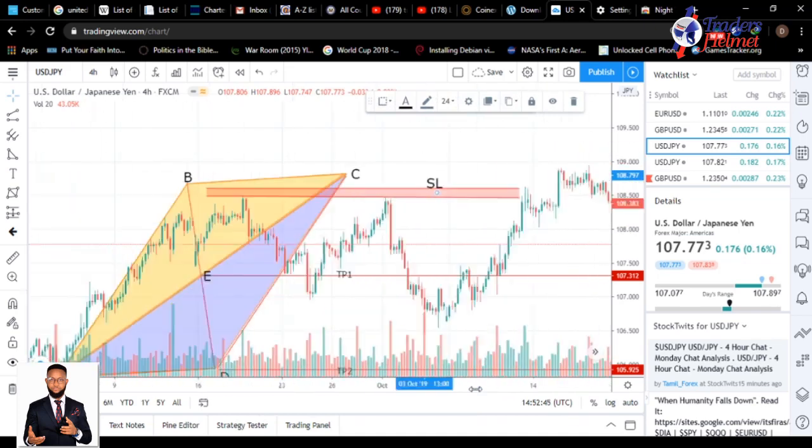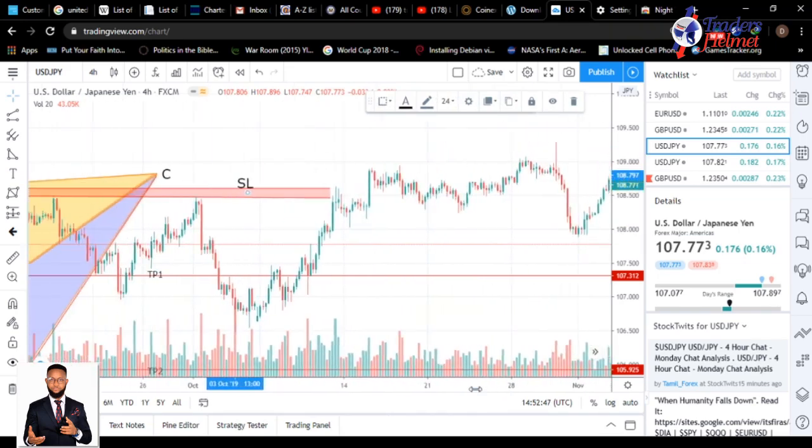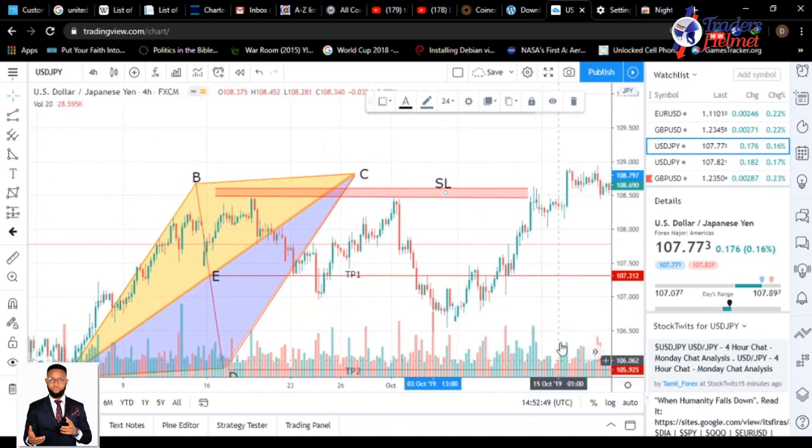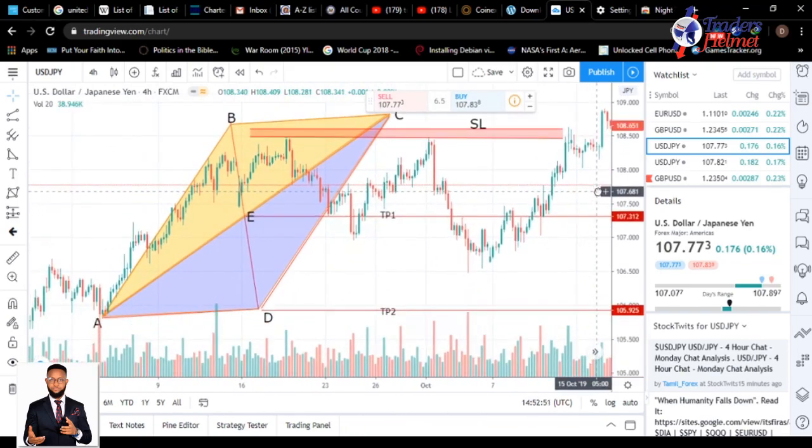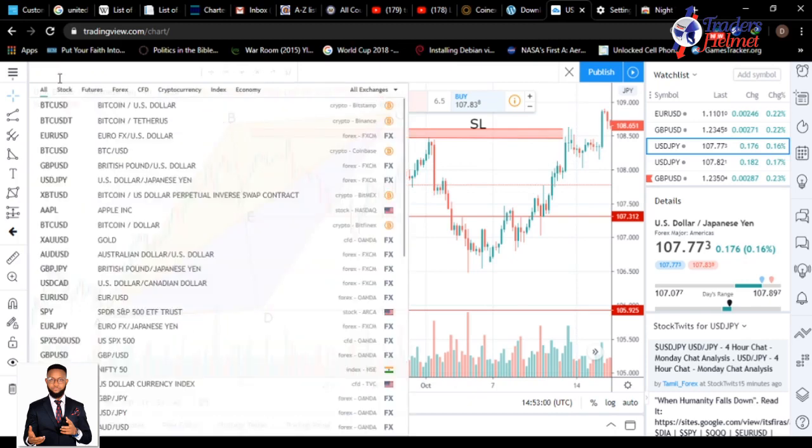Alright guys, so this is done. You can see your stop loss is done and your take profit is done, and then that's your stop loss. Alright, okay, so let's pick another currency pair and then do something else.